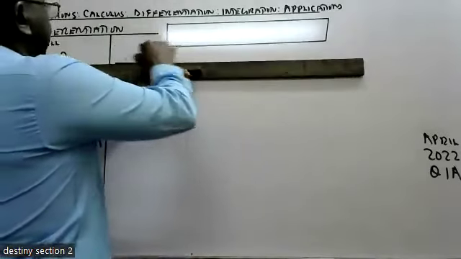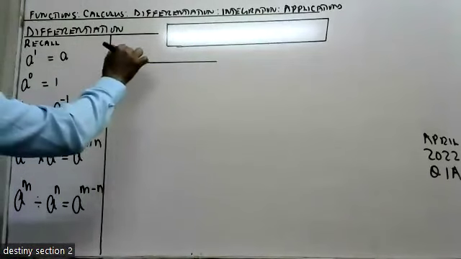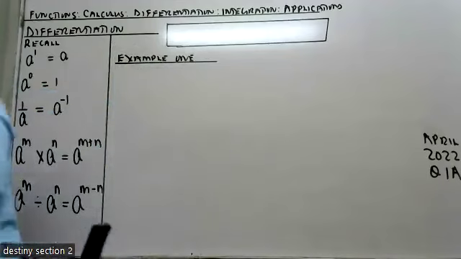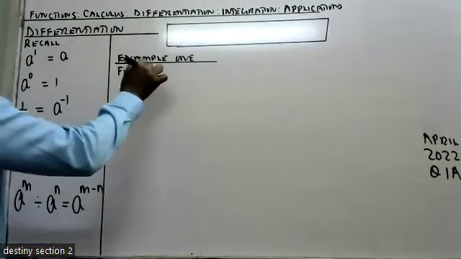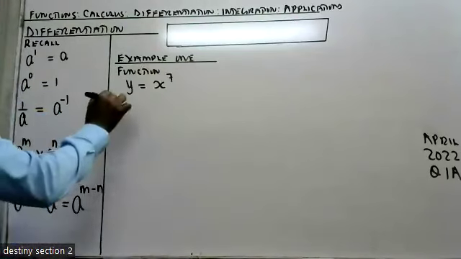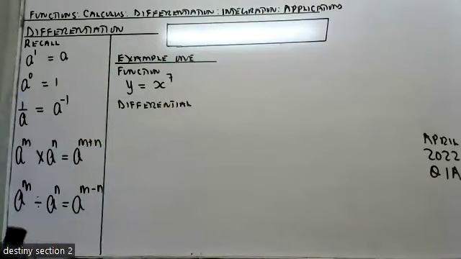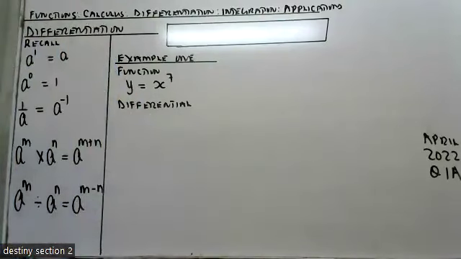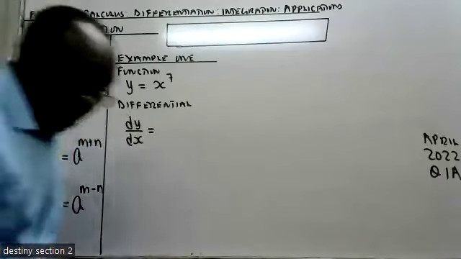I said we will just focus on the first three, and I want to present them in a very general way using the examples. So in example one, if you are given a function that y is equal to x raised to the power 7, when you differentiate a function, the answer is called the differential or derivative. So the differential of that is dy dx. That's how we write the differential.